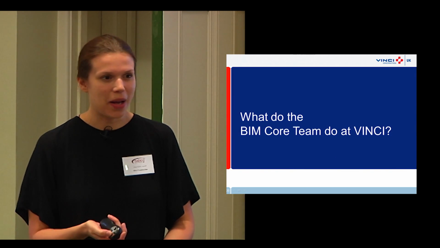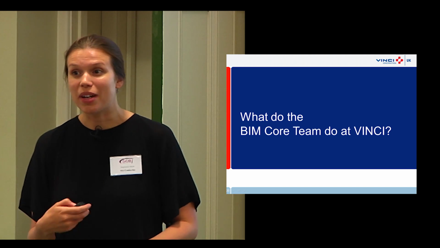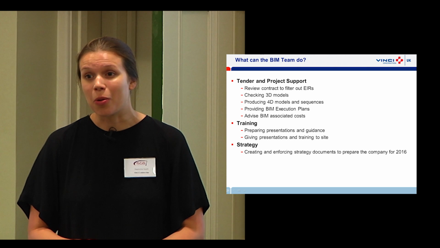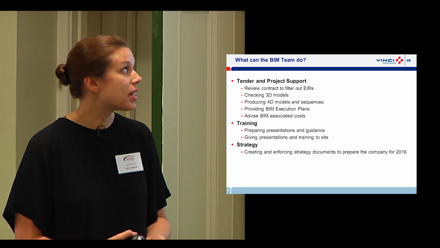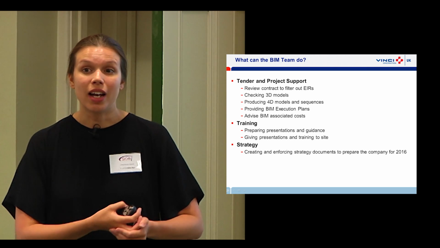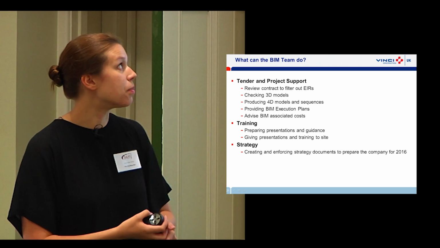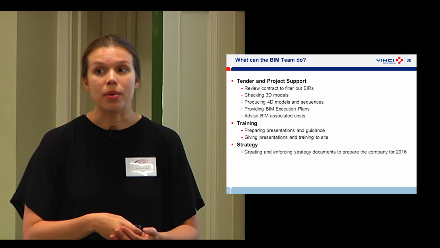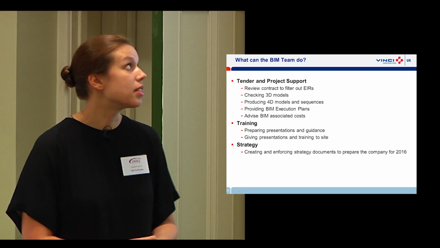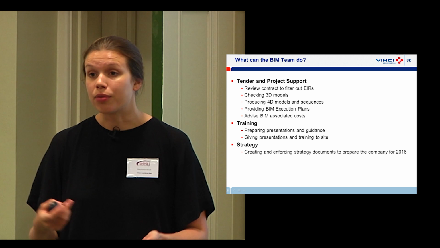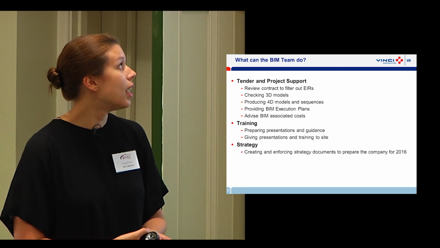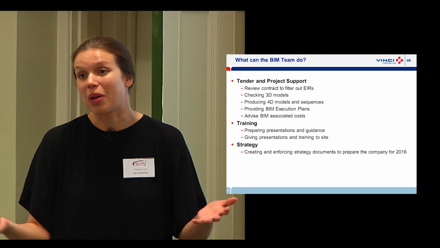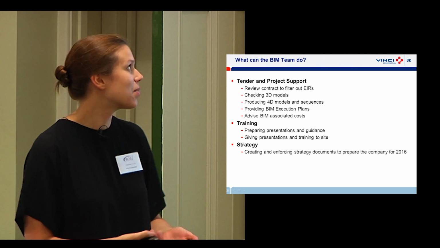So what do we do? Our team. So we're a little team at Vinci, and we support, as Gareth mentioned, the whole company. There's 6 of us, and we primarily concentrate on supporting those projects that are delivering BIM. So we also support tenders, we review employers' information requirements, we produce BIM execution plans. We also produce 3D and 4D models for the sites, and we give associated costs as well, because as we're such a little team, sometimes we have to subcontract that out to other outfits.